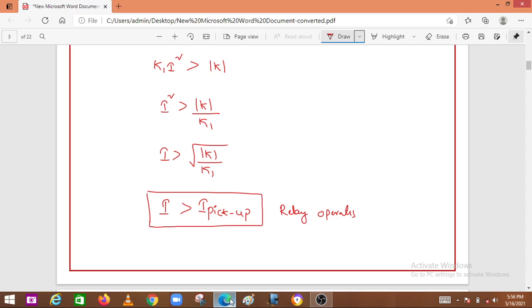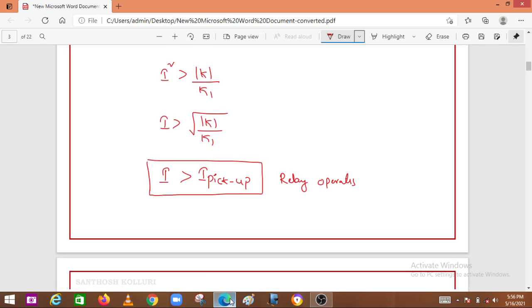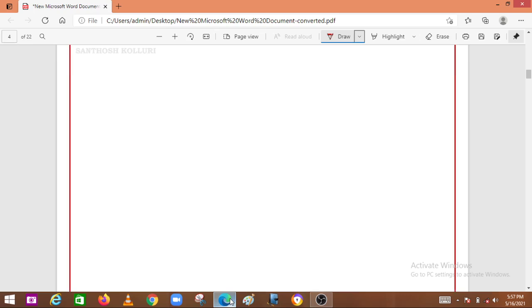Right? So how can you set the relay to work? That is called the current setting of the relay. What is the meaning of current setting? It is defined as the ratio of the pickup current to the relay current rating. That is called the current setting.